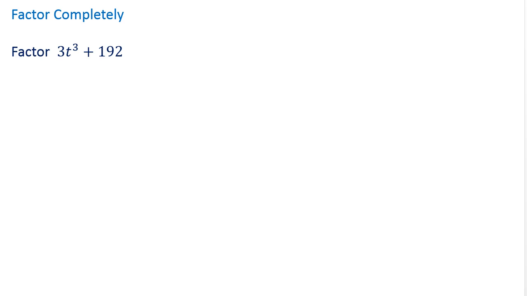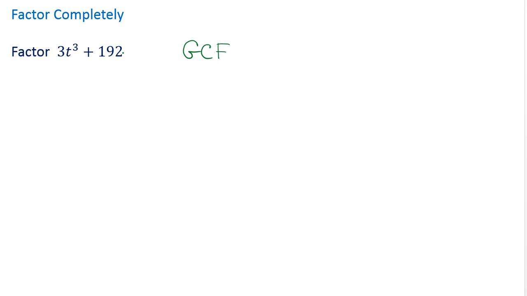Okay, here we have a factor completely problem, and what I want you to notice is this is a binomial. Notice it's only got two terms. And the very first step to factoring a problem, whether it says factor completely or not, is to see if the problem has what we call a greatest common factor. Is there something common to all of the terms that you have? Of course, we only have two terms in this case.